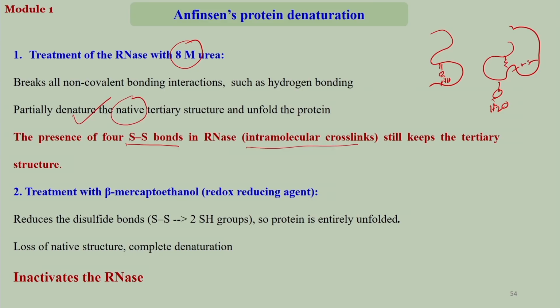Second, as I said, is a treatment with beta mercaptoethanol. It is a redox reducing reagent that will oxidize itself and reduce the disulfide bond back to the cysteines. So, once you treat this with beta mercaptoethanol, then you have completely disrupted the tertiary structure of the protein and it will lose the native structure. Therefore, complete denaturation will happen. And once you denature the protein, in this case the RNase, it is completely inactivated. It cannot do its biological function. That is what Anfinsen has found out and studied.